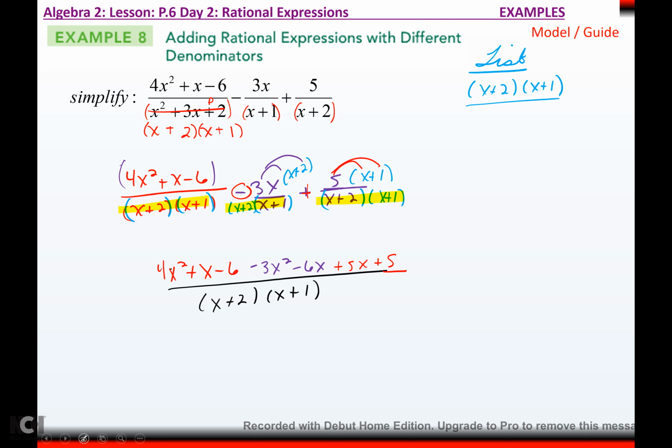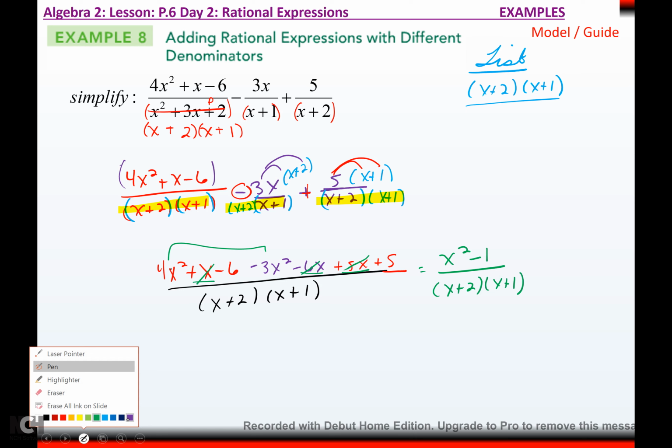Okay, so now if I combine like terms, 4x squared minus 3x squared is 1x squared. Positive x minus 6x would be negative 5x, plus 5x would cancel out. And I would have negative 6 plus 5 is negative 1. On bottom, I'd still have my x plus 2 times my x plus 1. And the adding and subtracting is done.